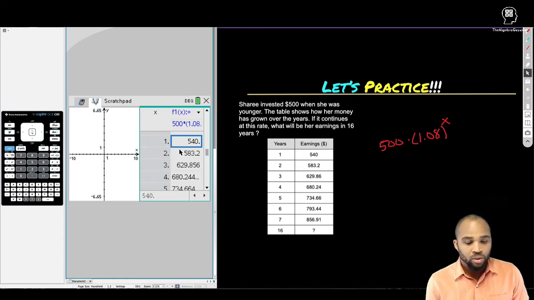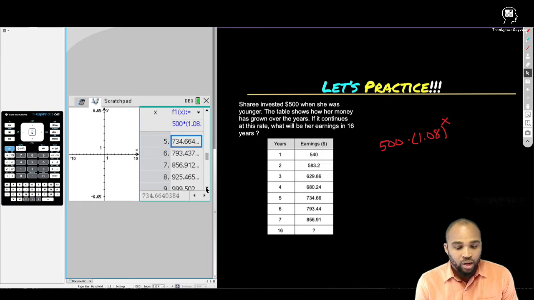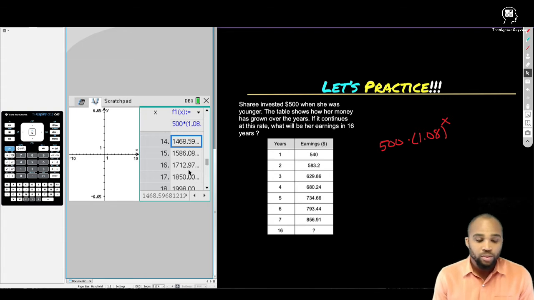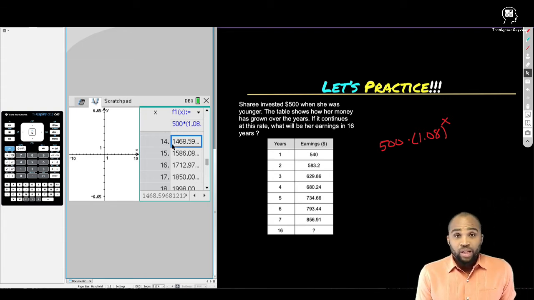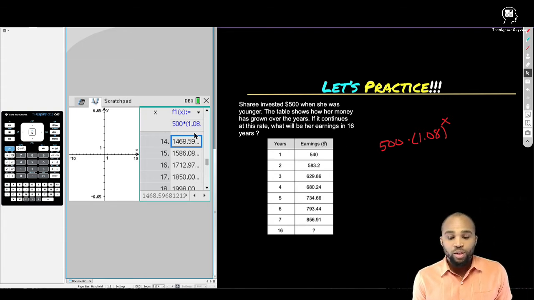And here's our table. So I start to see that these numbers are lining up pretty good. And if I go all the way down to 16, X is my years, so go to 16, it's easy to see that at the 16 years I have $1,712. And there's my answer. And that's it. That's really all you have to do. So what do we do? We use a regression line to figure out what the equation is, and then we plugged it back in to figure out that number.